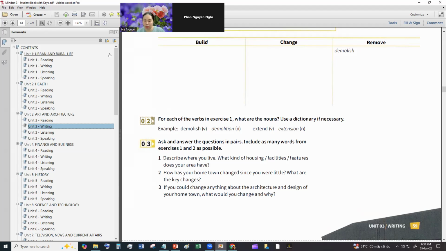Do I have to write that down? Oh no, we're just doing a quick speaking activity to get started.